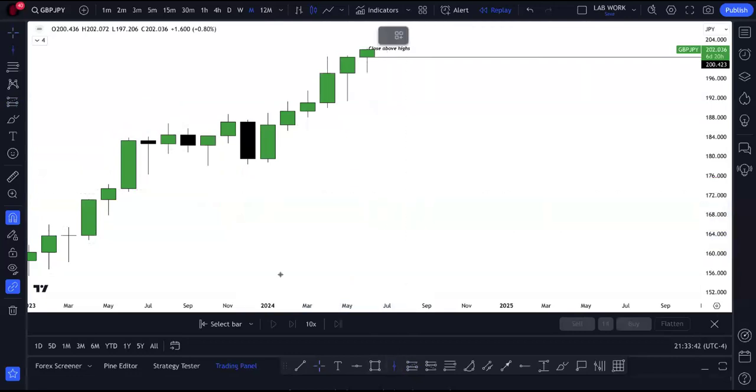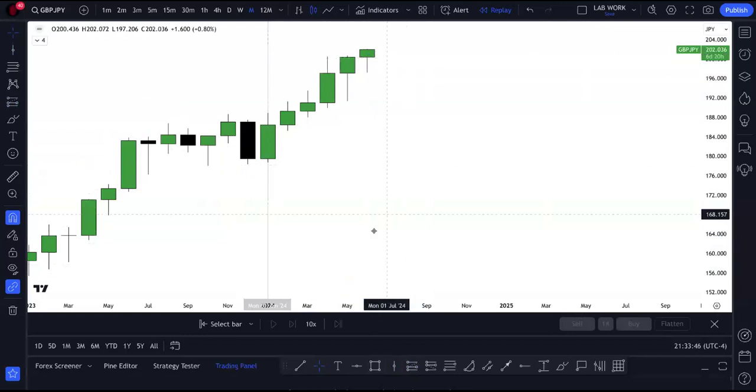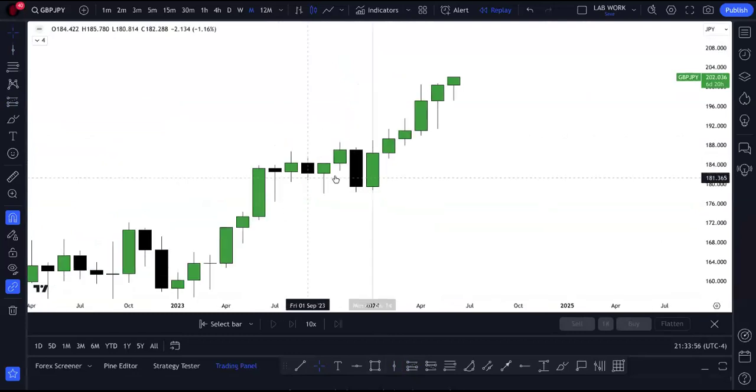This thing is trending. It's been moving, not ranging. It's been picking up speed. Look at the last month. Look at the last month we had down too.